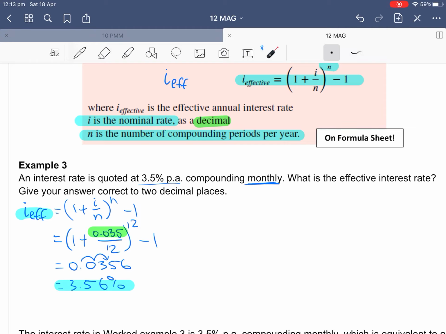Let's do the next example. And in the next example, we're going to have to do some comparisons, so bear with it.